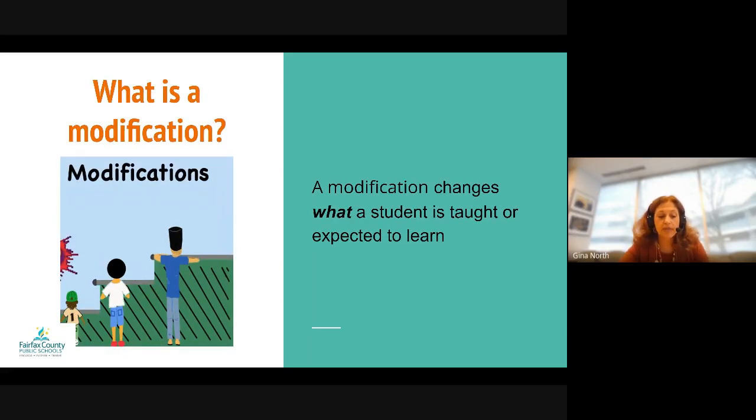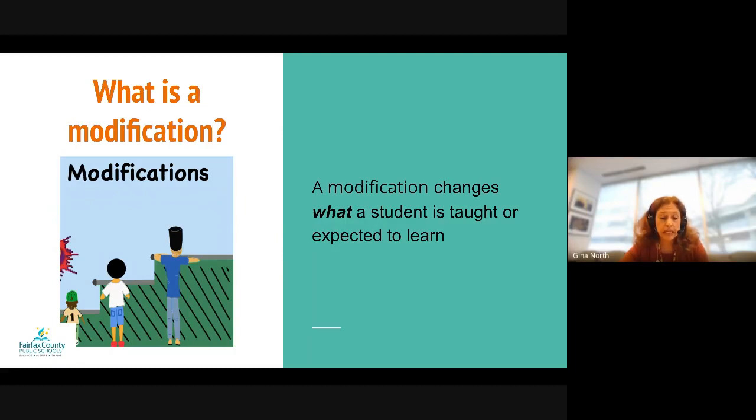So then what is a modification? A modification changes what a student is taught or expected to learn. So kids who are far behind their peers may need changes to the curriculum they're learning. This is what we refer to as a modification. For example, a student could be assigned shorter or easier reading assignments or homework that's different from the rest of the class. Kids who receive modifications are not expected to learn the same material as their classmates.